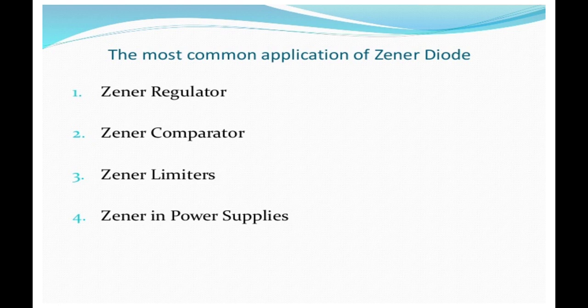And the Zener diode acts in a power supply. In a power supply we can use the Zener diode as a voltage regulator, and also in a mobile charger, because we require only 5 volt. At that time we can use the Zener diode as a voltage regulator, and in power supplies also.